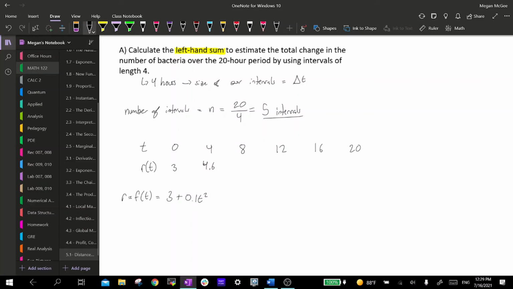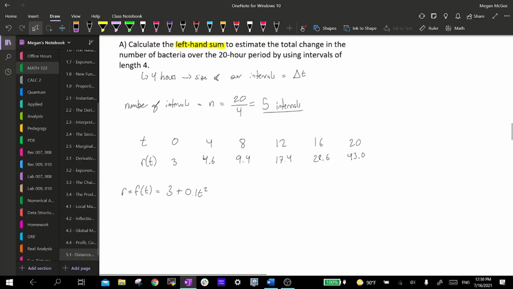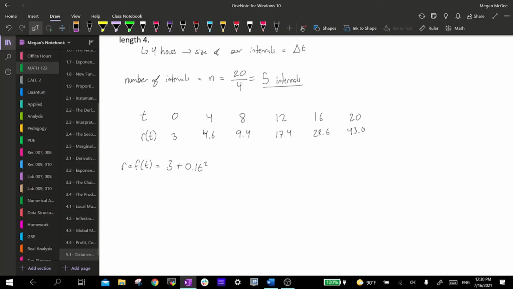Alright, so our rate at each point: 17.4, 28.6, and 43.0. Alright, so let's go ahead and take an underestimate first. An underestimate.